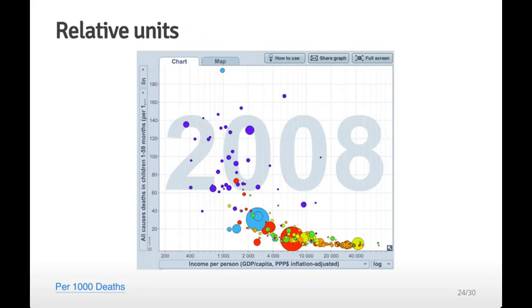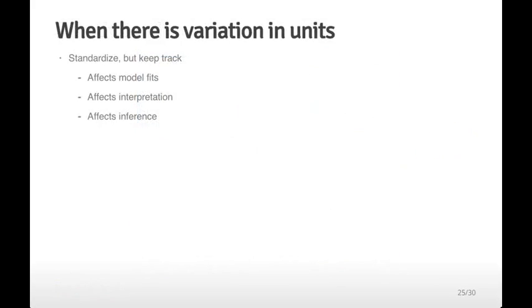So if you actually get data like this, it might make more sense to standardize, where each country's number of deaths is divided by some denominator. So in this case, it's the number of deaths that occur per 1,000 in children. And so you can see that some of the points will definitely reorient themselves, and it might make a lot more sense to deal with relative units than to deal with the absolute units. When there's variation in units, you might want to standardize, like I just said. You might want to say per 1,000 or divide by some denominator.